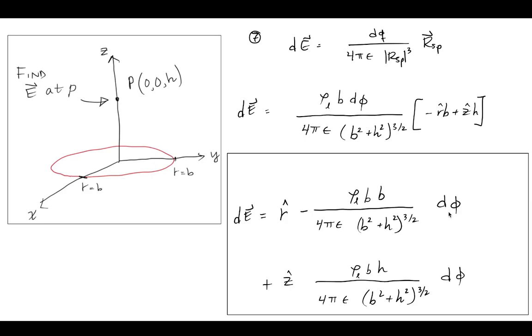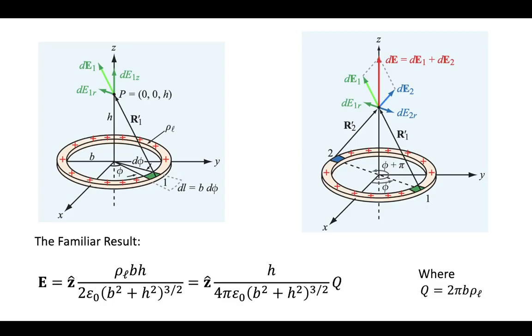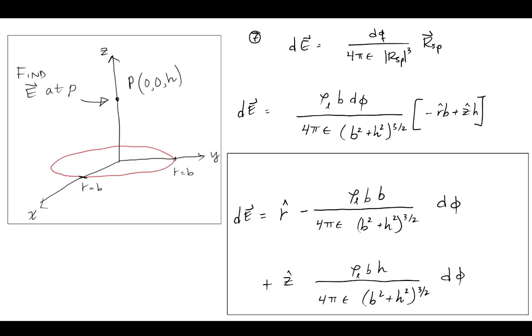Now, this is kind of weird, right? Because we just saw, if we were to back up here, that the classic result tells us there's only a z hat term. And we can easily see that if we were to do this integral, it's not going to make sense. We're going to still have some r hat term. So why does that happen? What can we do about it?